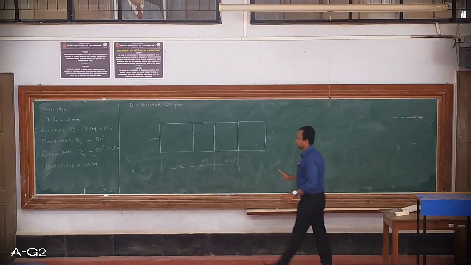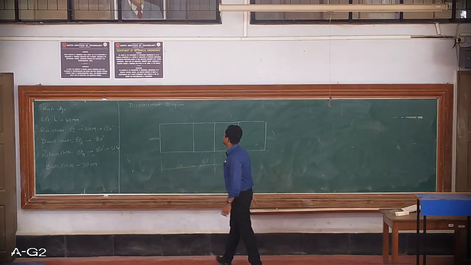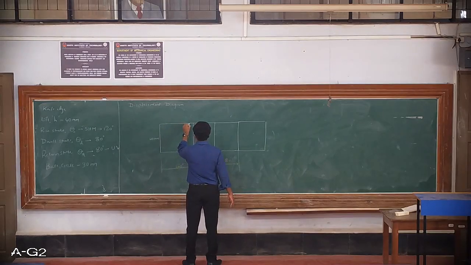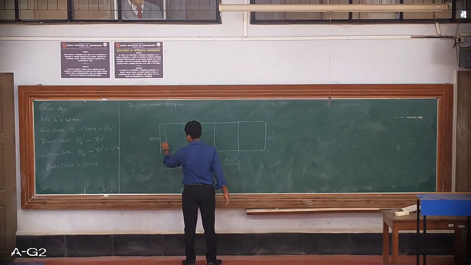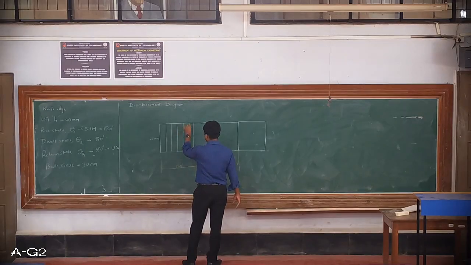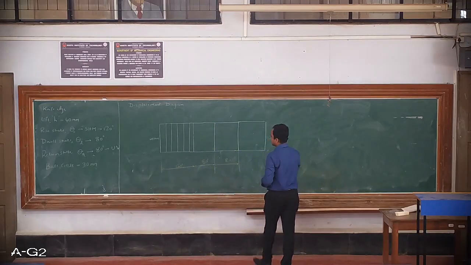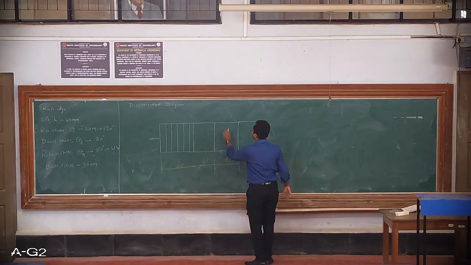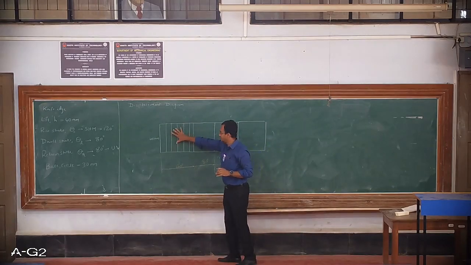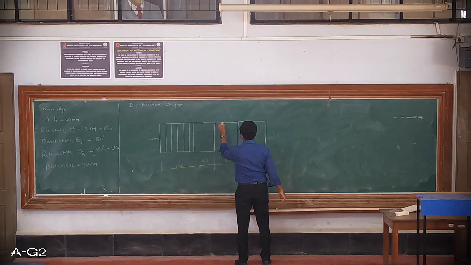I would generally go for a minimum of 6 divisions. So let me divide into 6 parts. Similarly, I'll also divide the return stroke into 6 parts. You cannot make 6 divisions here and 4 divisions here. If you have made 6 here, ensure that you are also making 6 divisions over here.